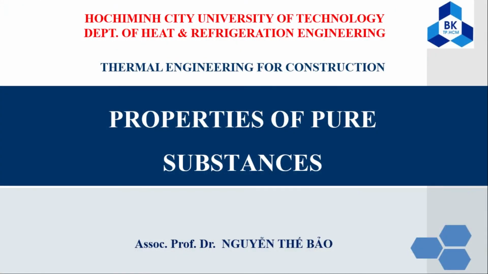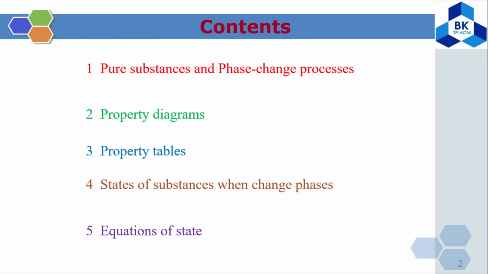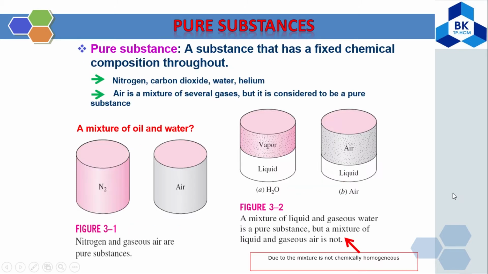Okay, so now we go to chapter 4, the properties of the pure substances. In this chapter, we go through 5 parts: the pure substance and the phase change processes, the property diagrams, the property tables, the stability of the substances when phase changes, and equations of state.